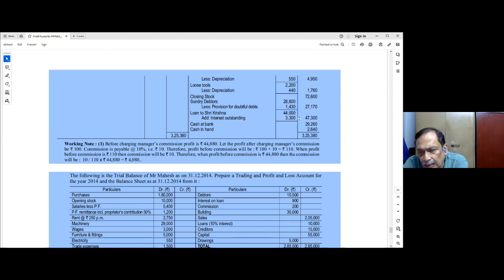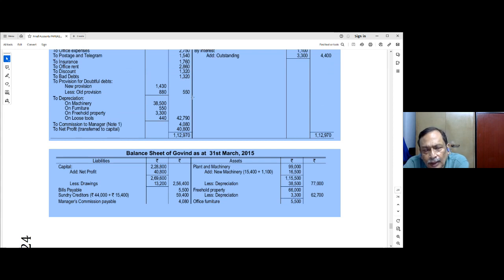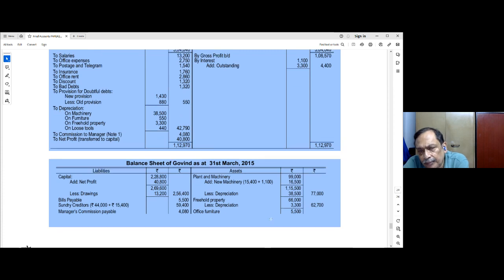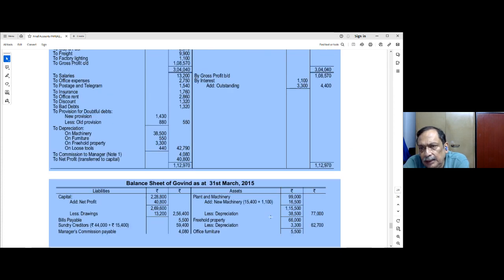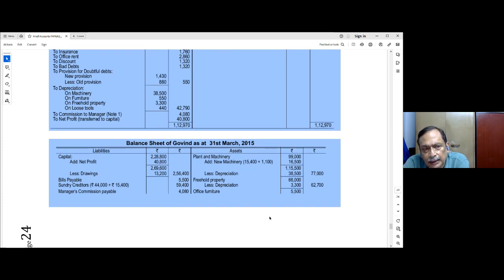Therefore, when profit before commission is rupees 44,880, then the commission will be 44,880 into 10 by 110. Mind this, 10 by 110, it comes to 4,080. That we have taken to commission to manager as per note 1. And finally, your credit is more than the debit, and we have written to net profit transferred to capital account.